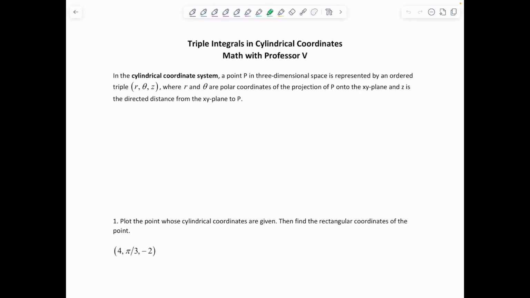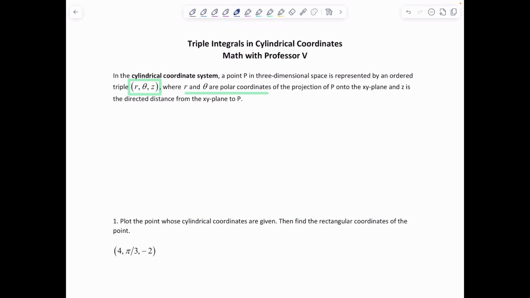And so we represent a point P in 3 space as an ordered triple whose coordinates are given by r, theta, z. So r and theta are the same as from polar coordinates. Polar coordinates are in 2D, cylindrical just bumps it up to 3D. And it's the projection of P onto the XY plane. Z is the directed distance from the XY plane to P.